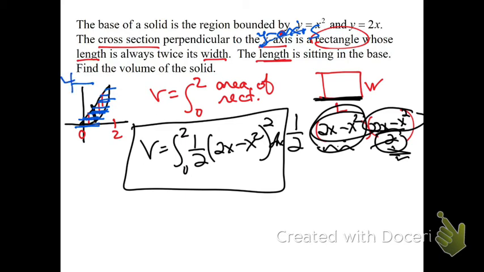As soon as these are y bounds, if I have to change these to y's, 0 and 4, then I'll have to express all of this in terms of y's also. I'm going to do that in the next problem.